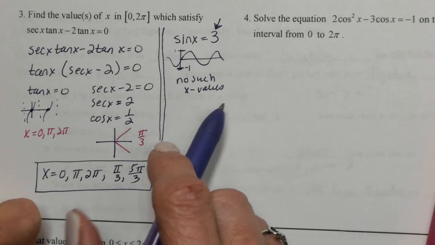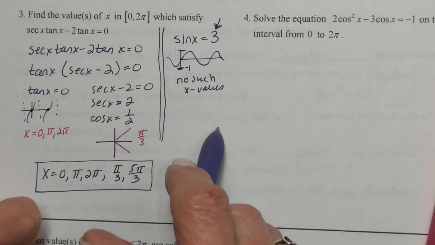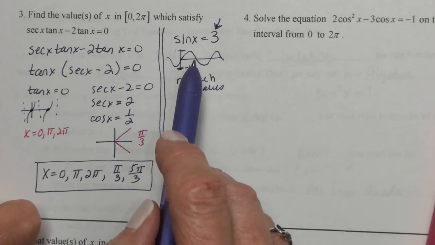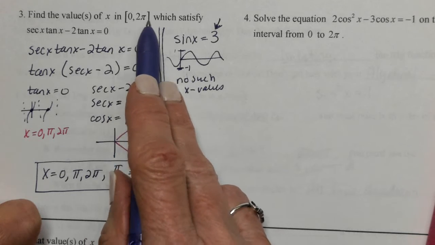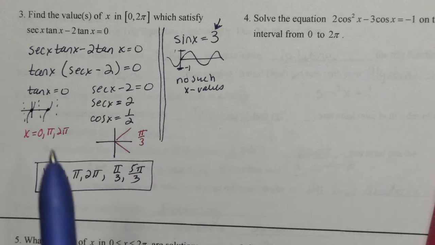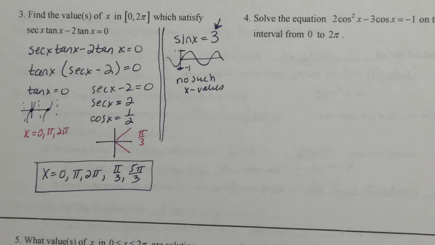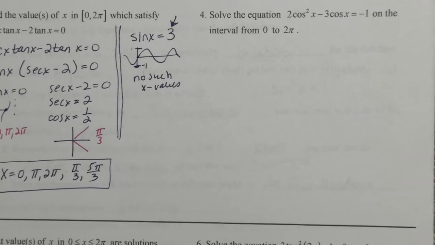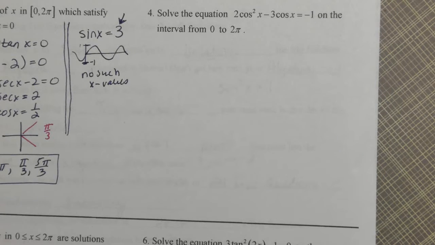Of course, it's a possibility that both pieces would have no such x values, and then there would be no solution in between 0 and 2 pi. Okay? Possibly no solution at all. All right. Number 4.